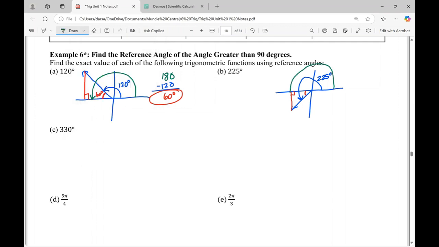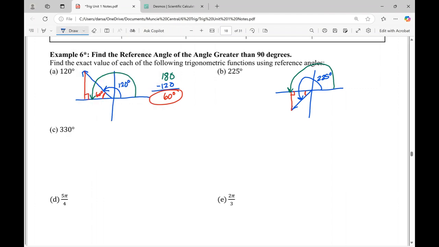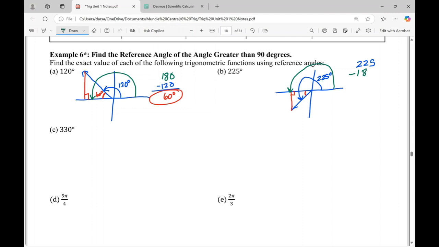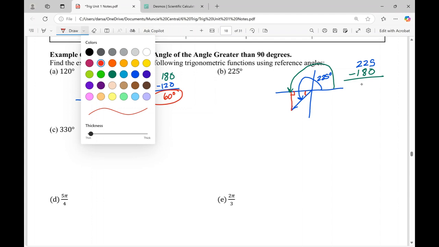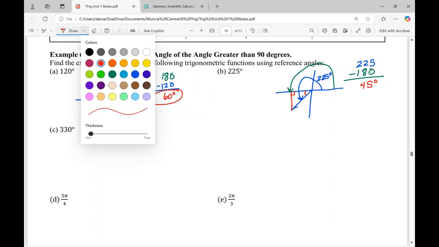If we think about it, this much was 180, and then we went past that a little bit more, and that's what got us to 225. So to find our reference angle in the third quadrant, we take 225 degrees, which is how far we went, and subtract 180 degrees, and what is left is 45 degrees. Our reference angle in here is a 45-degree angle, so we can use a 45, 45, 90 triangle to do that.